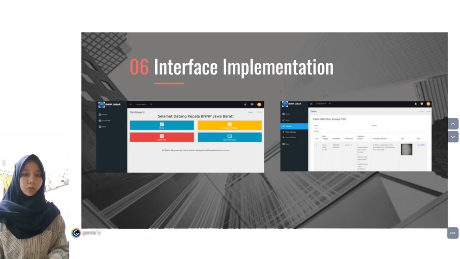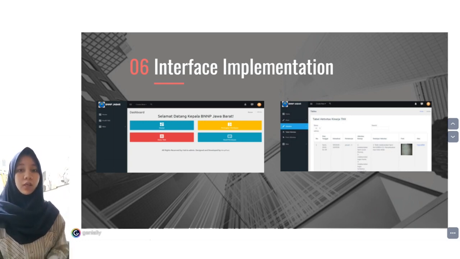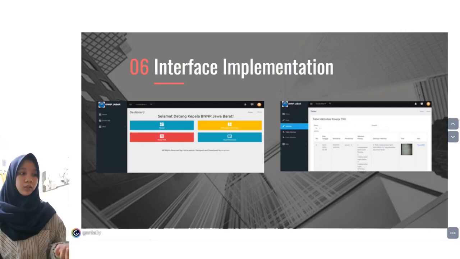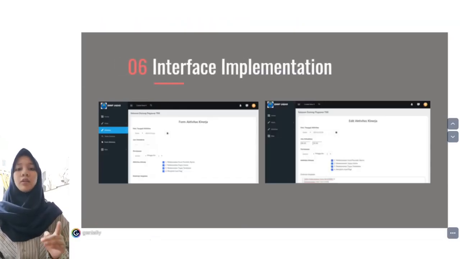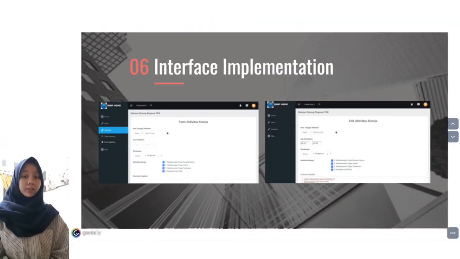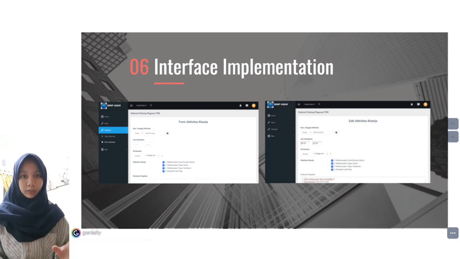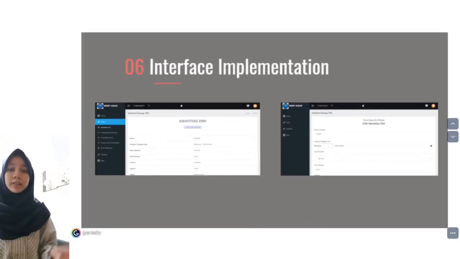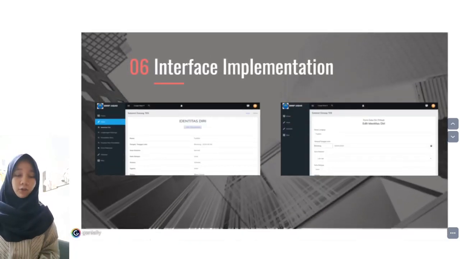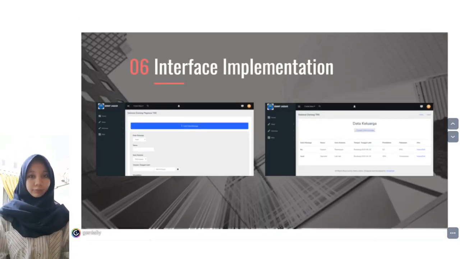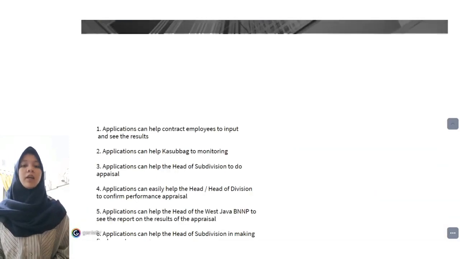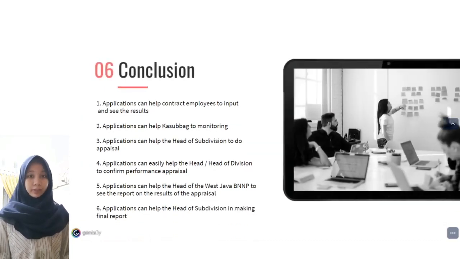Beside the dashboard of the head of BNN, there is a list of performance activities. They can edit it too, and they can delete it. And next, they can see the biodata. They can edit it. And then another feature of this application is adding family data. They can edit it and they can delete it.